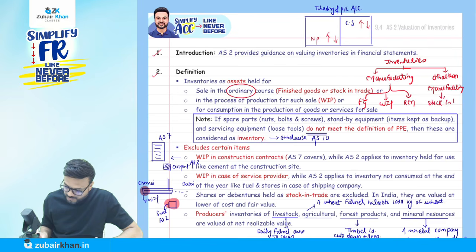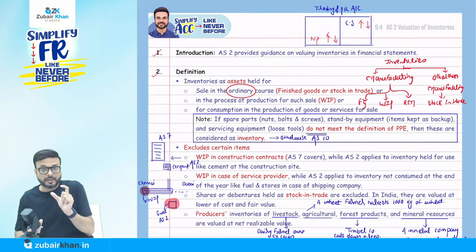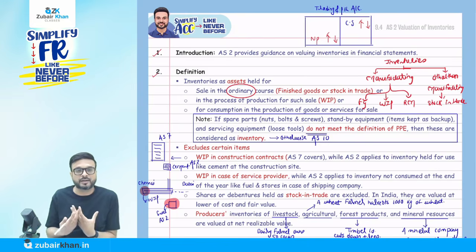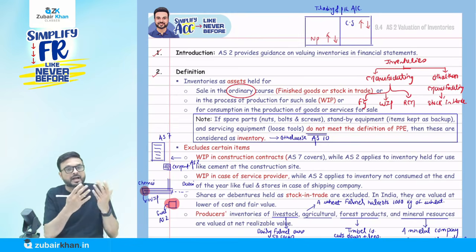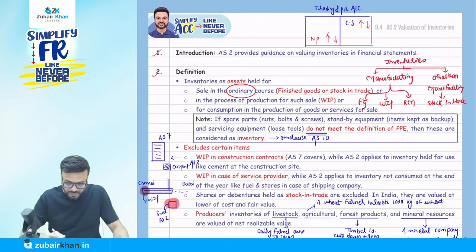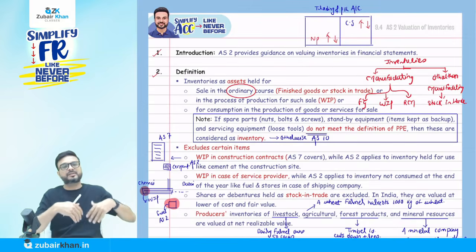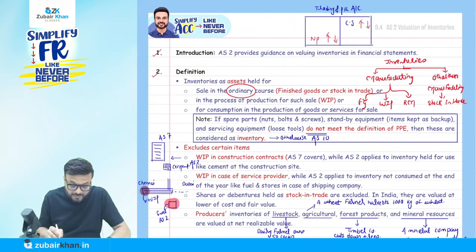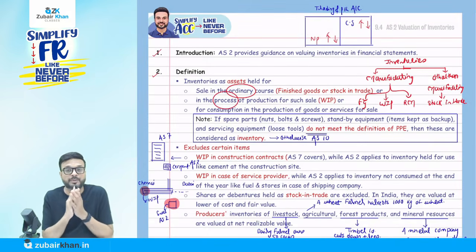So what is the difference between stock in trade and finished goods? Finished goods are basically what we have manufactured. In stock in trade, we are not in the business of manufacturing. We purchase goods and we sell them at a higher value. So they say we hold for sale in the ordinary course of business, finished goods, which happens in the case of a manufacturing company, or stock in trade, where we purchase it and sell it at a higher value. Or in the process of production for such sale. It means it is in production. What do we call that? WIP, work in progress.